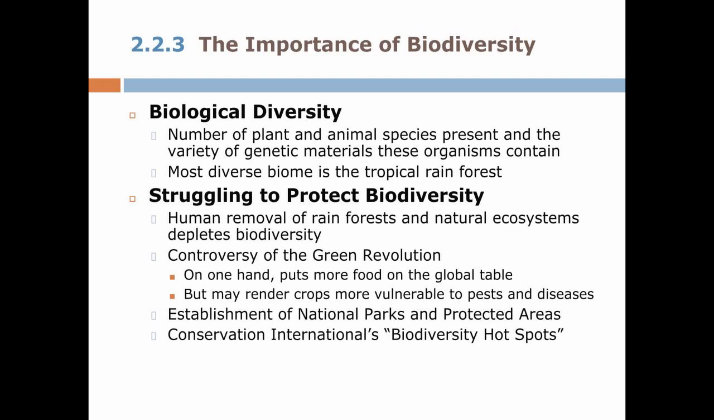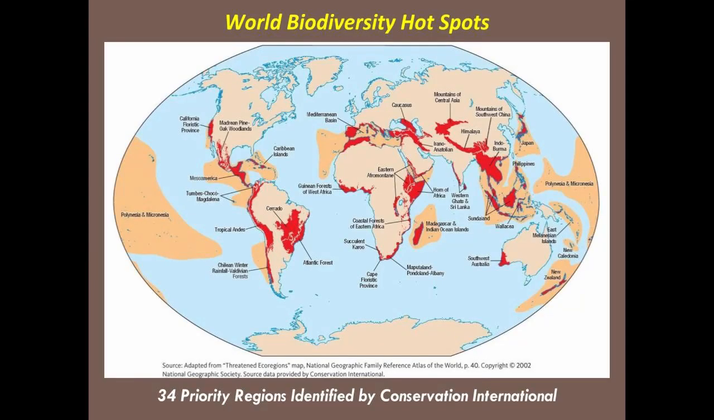Darwin's finches on the Galapagos Islands. That would be another example of a biodiversity hotspot. Places where you will see things literally unseen outside of a zoo anywhere in the world. Here is a map of 34 priority regions for biodiversity identified by Conservation International.